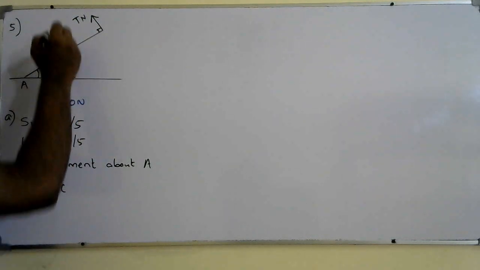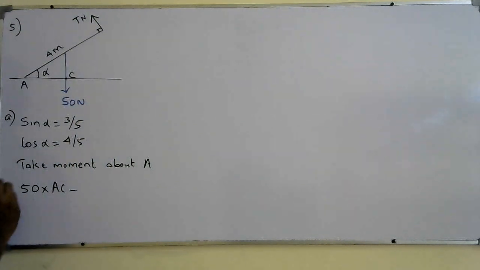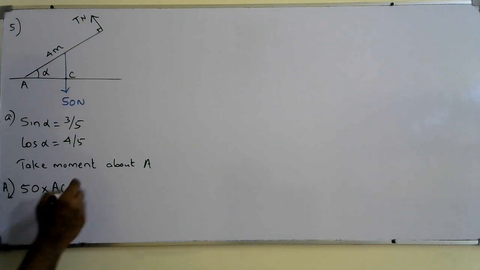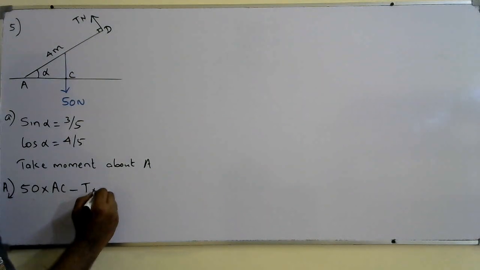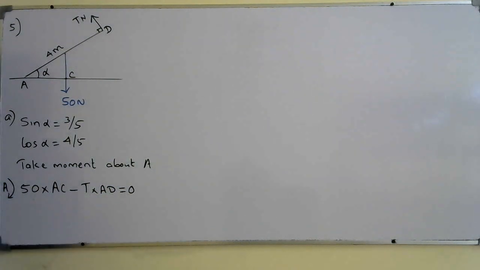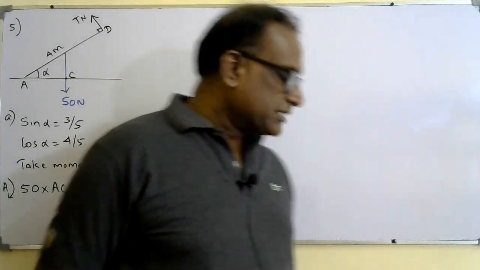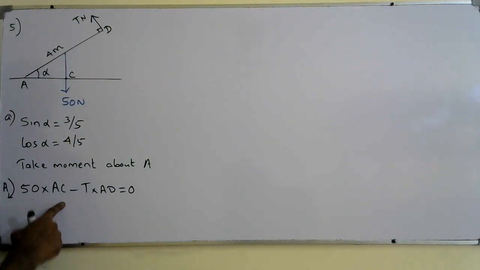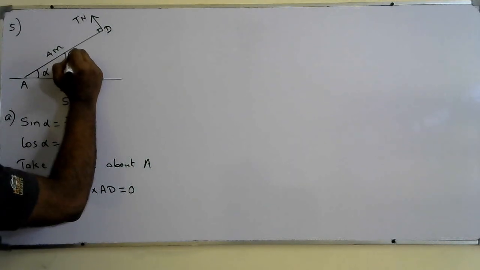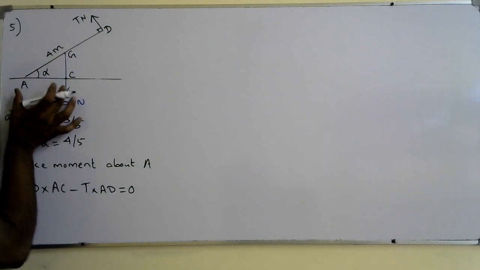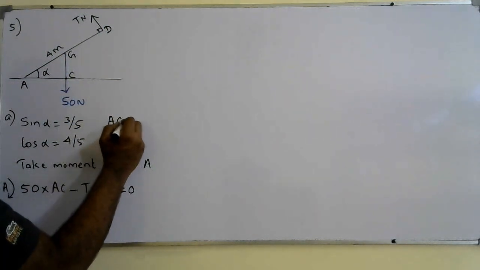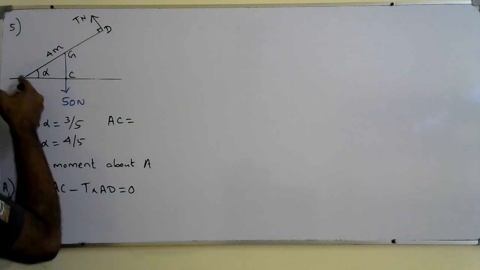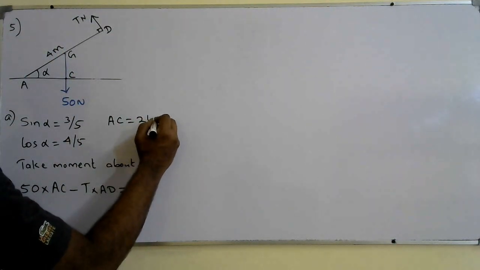perpendicular distance to the line of action of 50 is AC. We'll take moment about A, taking the clockwise direction positive. So 50 into AC minus T into AD equals 0, because it's at rest, it's in equilibrium. Okay, so 50 into AC. This is the center of mass, which we normally denote by capital G. AG is 2. In the right angle triangle AGC, AC equals 2 cos alpha.